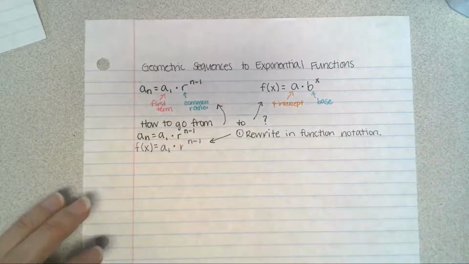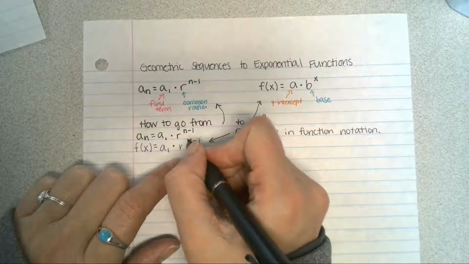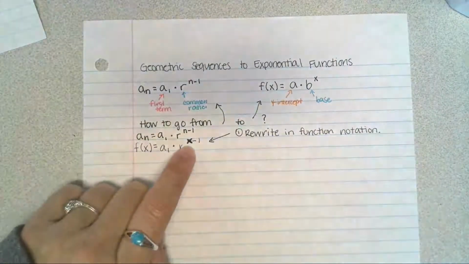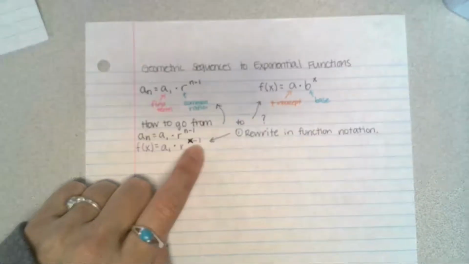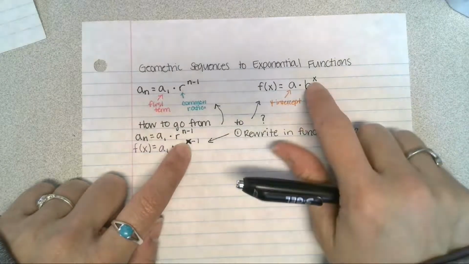Now, excuse me, this should have been an x. Look at me messing up. So that should be r to the x minus 1. Since we have x in these parentheses, we do have to change our variable, and we know that we have to end up with x.